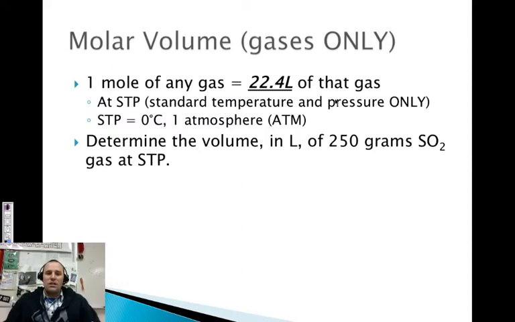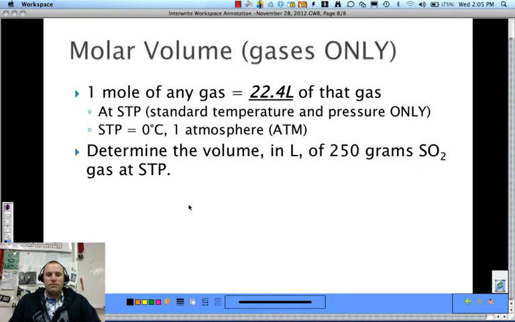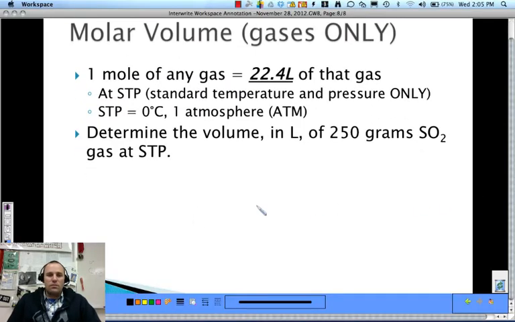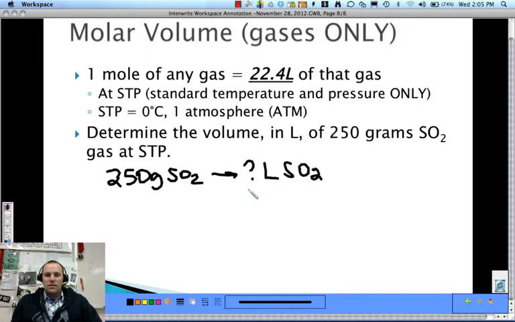So using that knowledge now, we can convert from grams into liters if it says in the question specifically that the gas is at standard temperature and pressure. And it does in this example. So let's take a look at that right now. Determine the volume in liters of 250 grams. So there's what we know, 250 grams of SO2. And we want to know how many liters of SO2 that is.